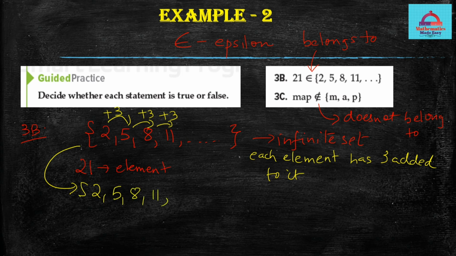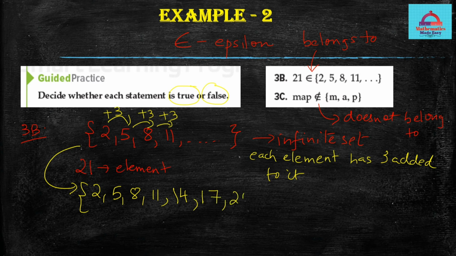So let's write them. So 2, 5, 8 and 11 are already given. Let's keep adding 3 to check whether 21 is going to be a part of this set or not. And then if it is coming, we will say this is true, otherwise it will be false. So let's do that. So I'm adding 3 here, it becomes 14. I add 3 again, 17.